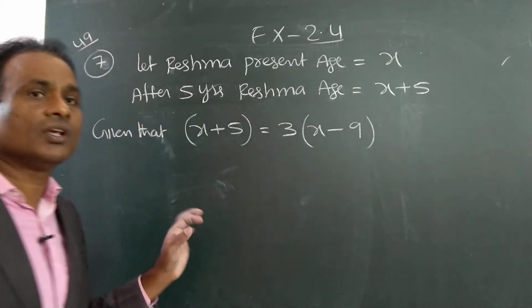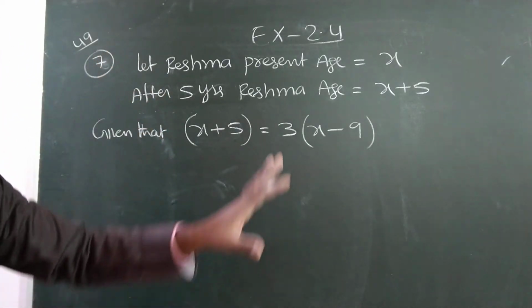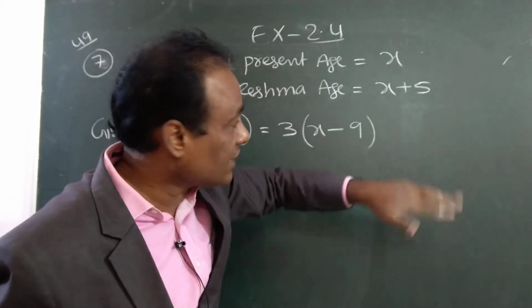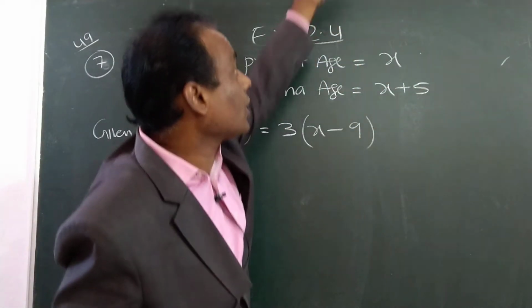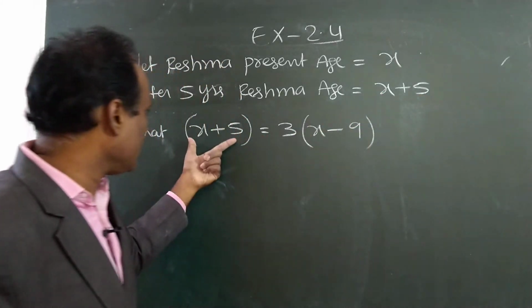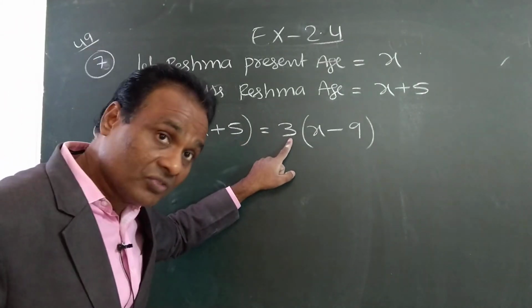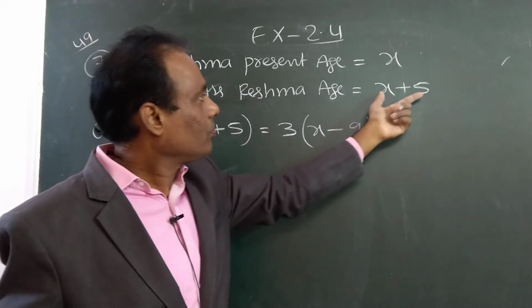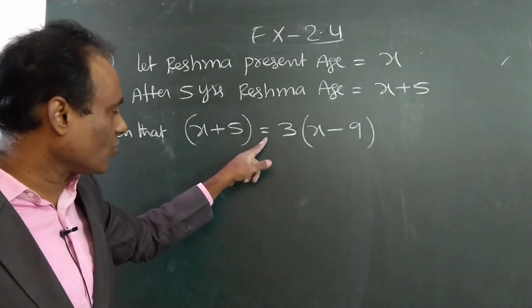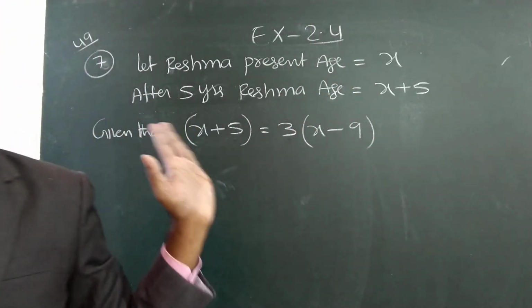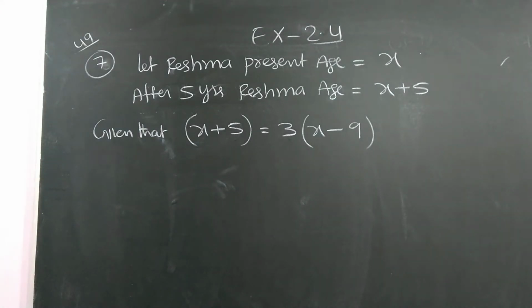This is the condition. Once again read the question. First, present age is X. After 5 years, X plus 5. Before 9 years, X minus 9. So after 5 years the age is 3 times the age before 9 years. After 5 years age is equal to 3 times before 9 years age. That is the condition. Now once again read the question and understand. After that it is simple.